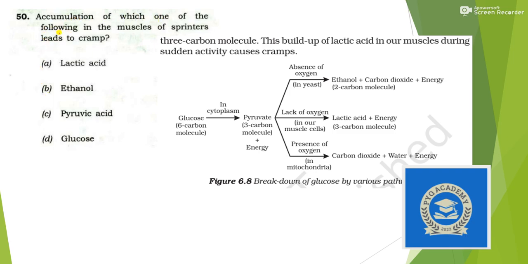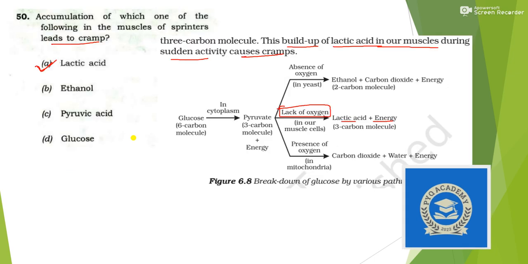Accumulation of which one of the following in the muscles of a sprinter leads to cramps? When there is a lack of oxygen in our muscles, lactic acid is formed. So our answer is option A, lactic acid, which is the reason behind cramps. This buildup of lactic acid in our muscles during sudden activity causes cramps. So the answer is option A.